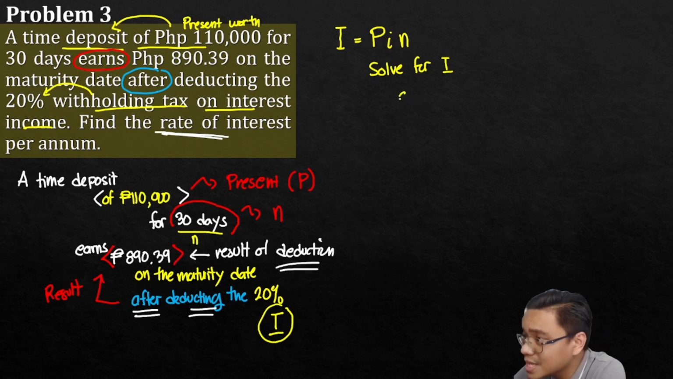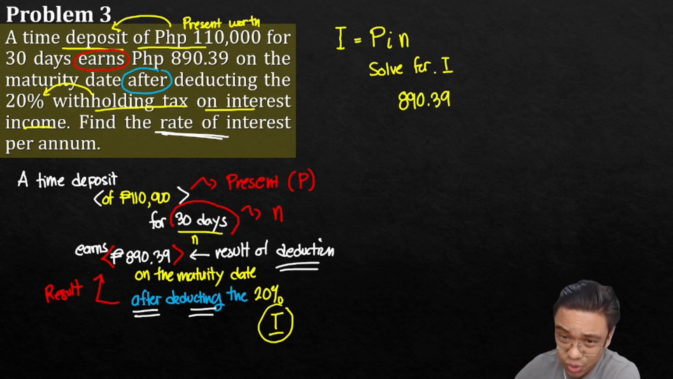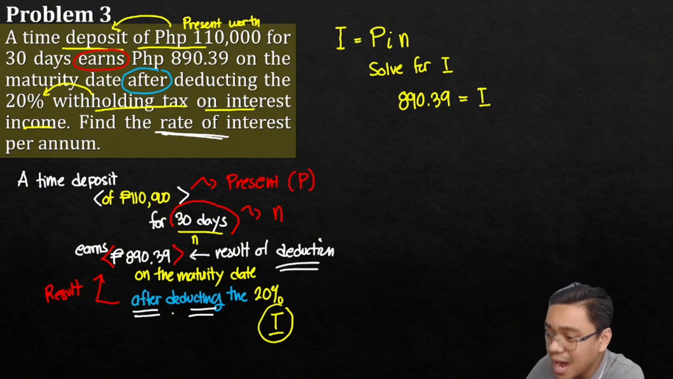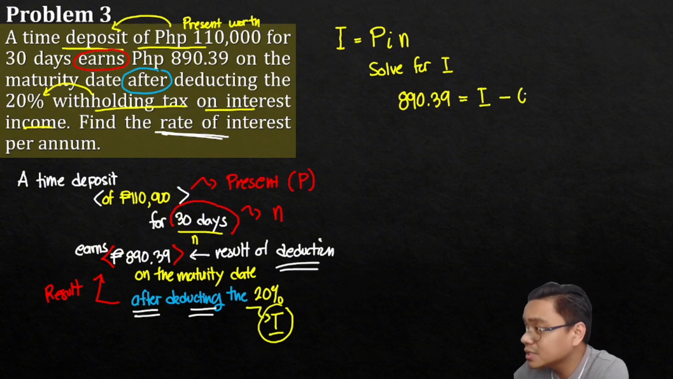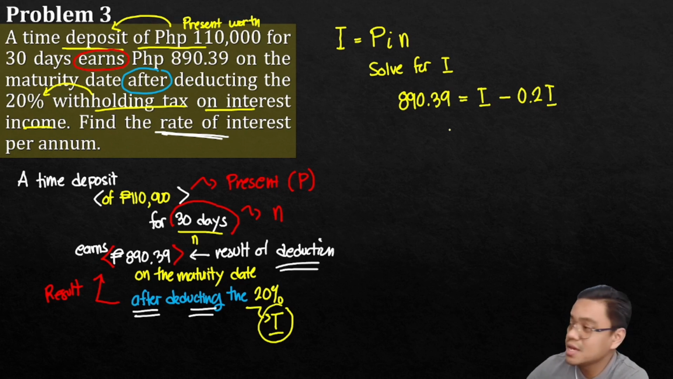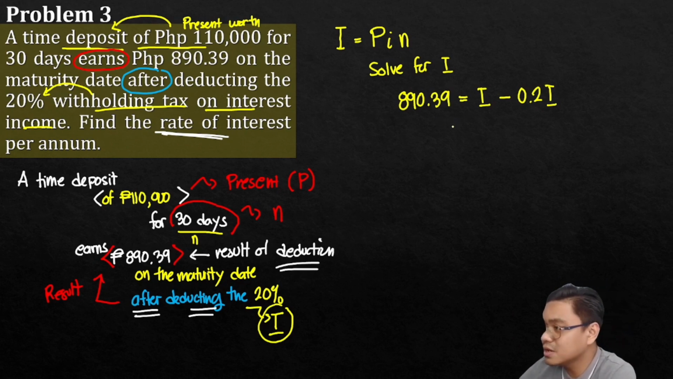Knowing that the 890.39 is the result of what? Deduction. You have the I, di ba? After deducting 20% of the income tax, minus 20% or 0.2 of the value of I. So, that's how we configure, no, for this setup.